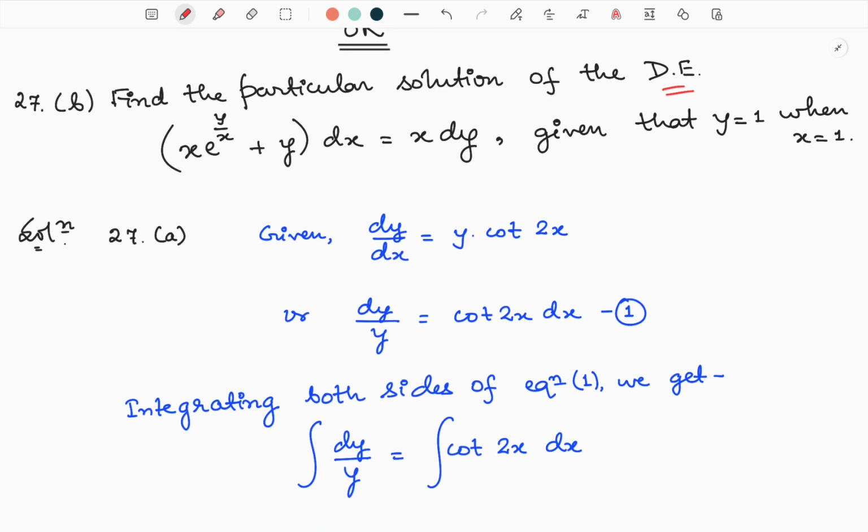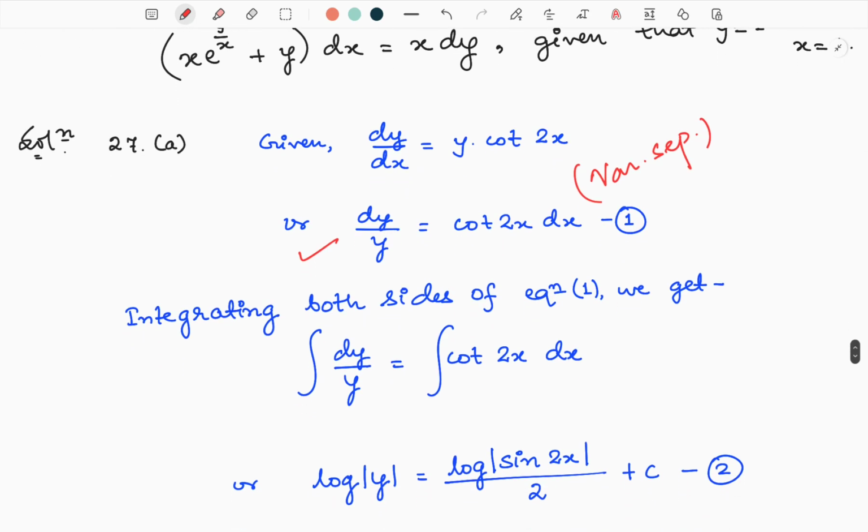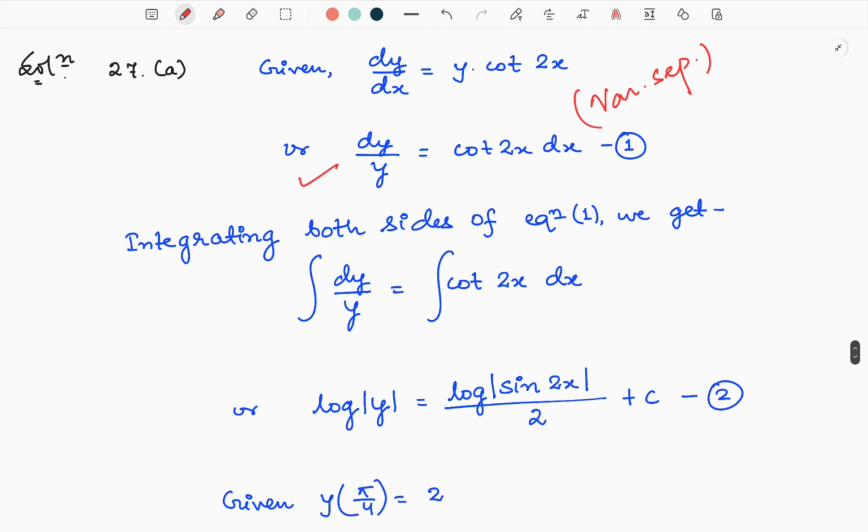Now we will solve this equation by the variable separation method. Separate y on one side and x on the other side. Now this becomes dy by y is equal to cot 2x into dx. After separating the variables, take the integration on both sides. So the integral of dy by y is equal to the integral of cot 2x dx.